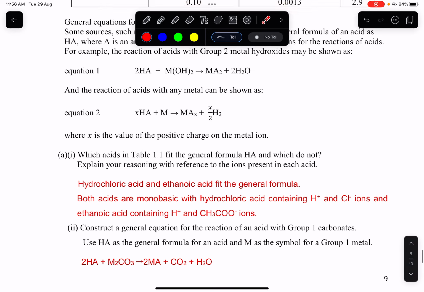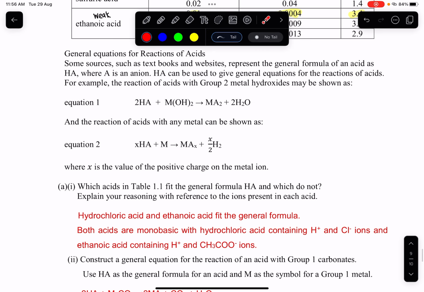Some sources such as textbooks represent the general formula as HA, where A is an anion. HA can be used to give general equations for reactions of acids. For example, the reaction of acids with group 2 metal hydroxides may be written as 2HA + M(OH)2 gives you MA2 + 2H2O. And the reaction of any acid with any metal can be shown as this, where x is the value of the positive charge of the metal ion.